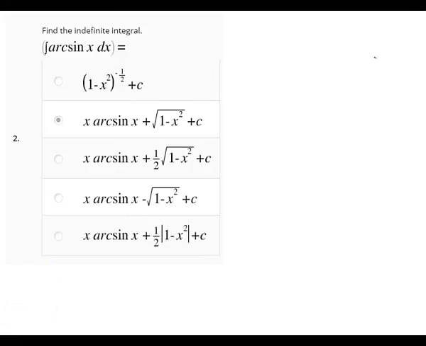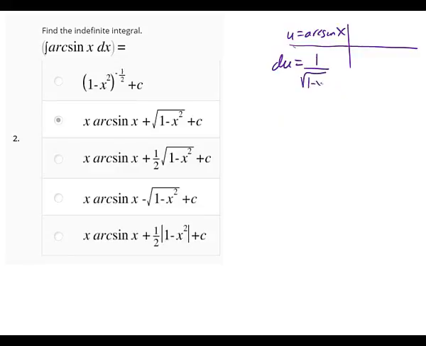So when we decide on our u, what would we use as our u in this case? Yep, u equals arc sine x. So du equals, you need to know this derivative. It's 1 over the square root of 1 minus x squared, dx.